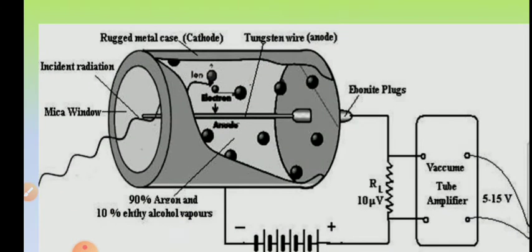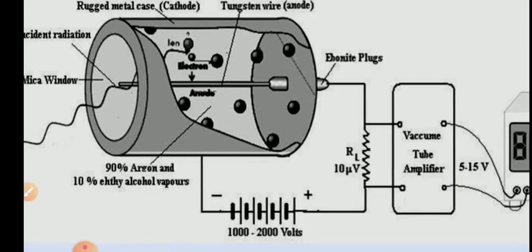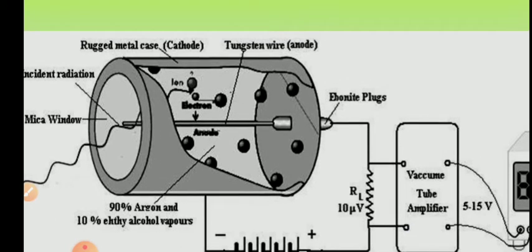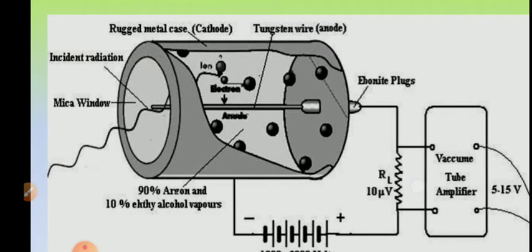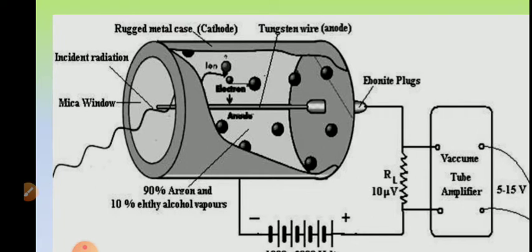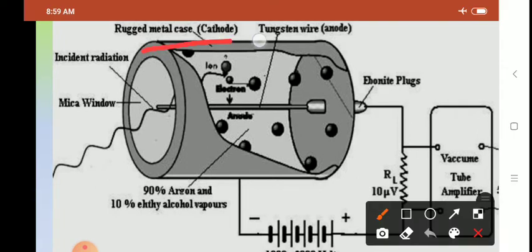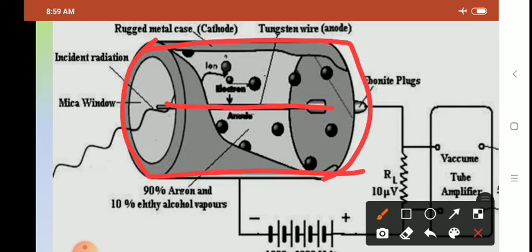So this is a Geiger tube of a Geiger-Müller counter. The tube is a rugged metal case which usually serves as the cathode. As you can see here, this is the tube. In the center there is a tungsten wire which acts as the anode. So this is the anode.